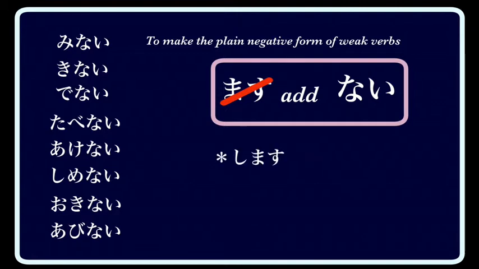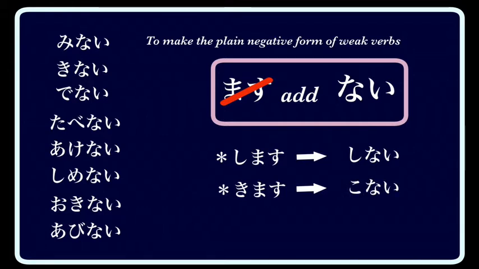Remembering our two irregular verbs, shimas, which does follow the rule here, it's just shinai, but the verb to come, kimas, actually changes to konai. Watch out for the verb to come. I don't come to school on Sunday. Konai. Konai for not come.